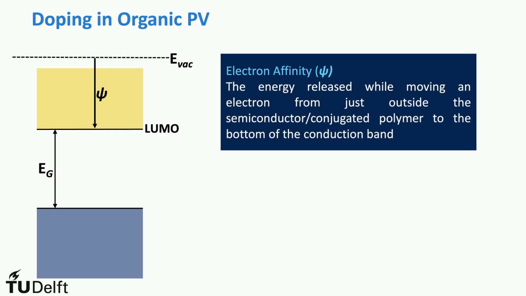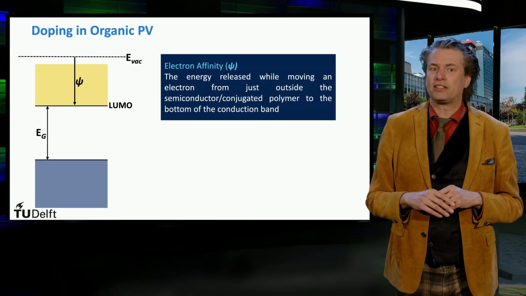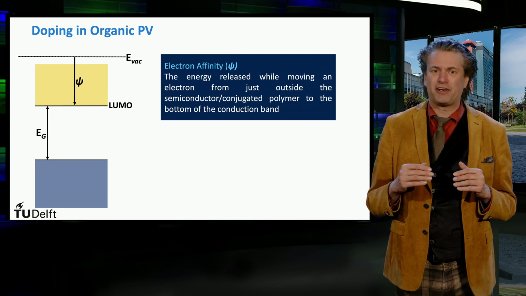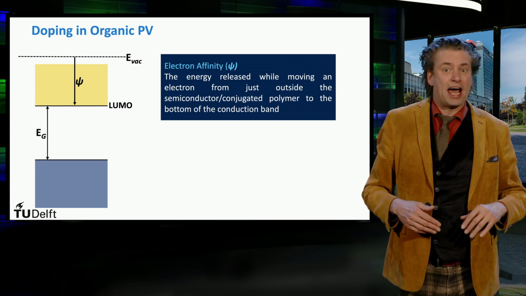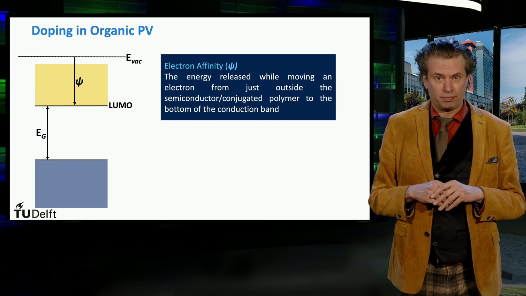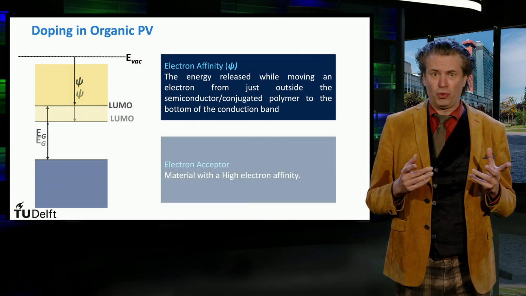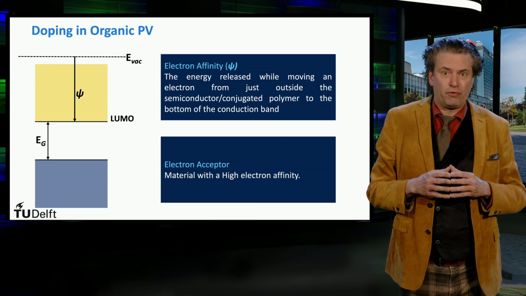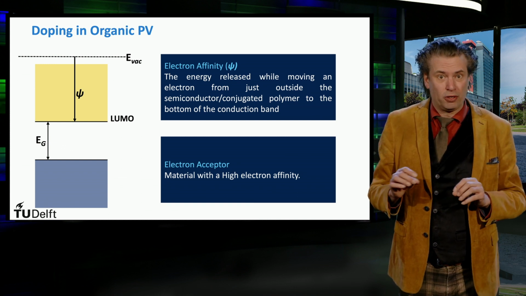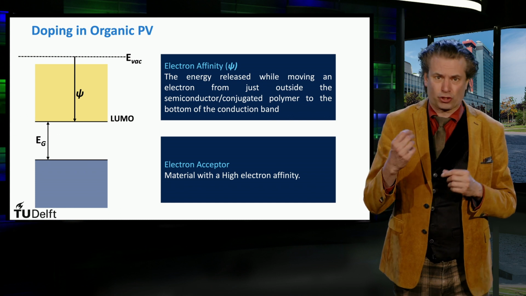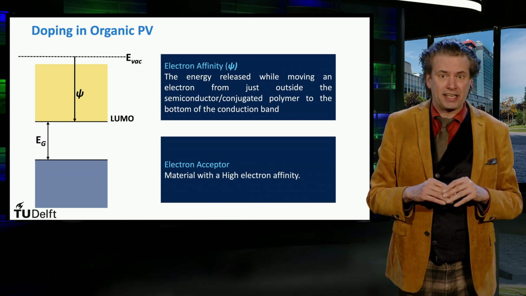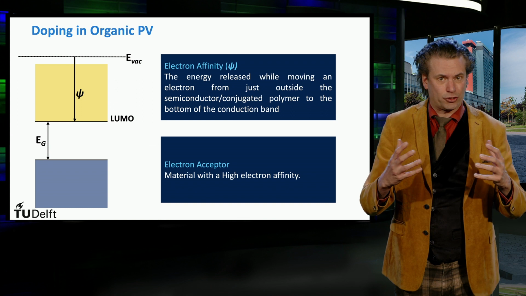Electron affinity can be defined as the energy released while moving an electron from just outside the semiconductor or conjugated polymer to the bottom of the conduction band. This can be represented on the energy band diagram as the difference in energy between the vacuum state and the conduction band or the LUMO. This means that a material with high electron affinity will very easily be able to attract an electron into its conduction band from the vacuum state and hence can be called an electron acceptor.